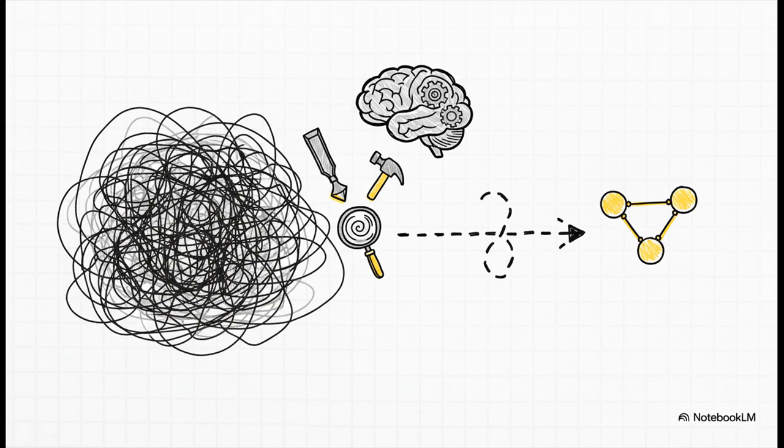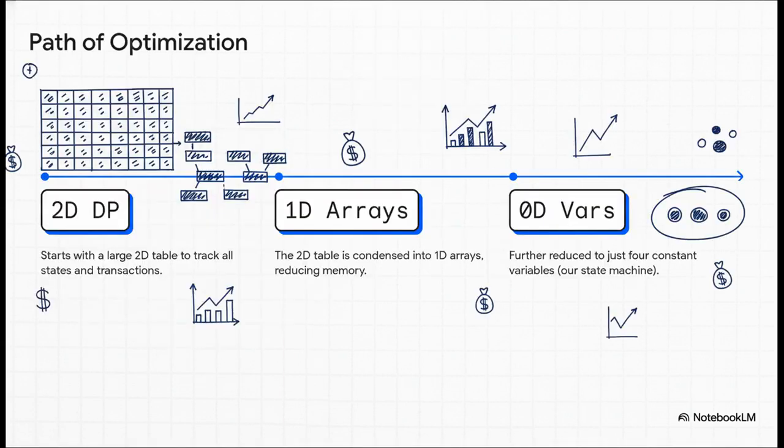It's the end result of a smart process of optimization that comes from a really powerful idea in computer science called dynamic programming. You see, the brute force way to solve this would start with a massive table tracking every possible state and transaction. But then you have a realization. To figure out today's best moves, you only need to know yesterday's results. You don't need the whole history.